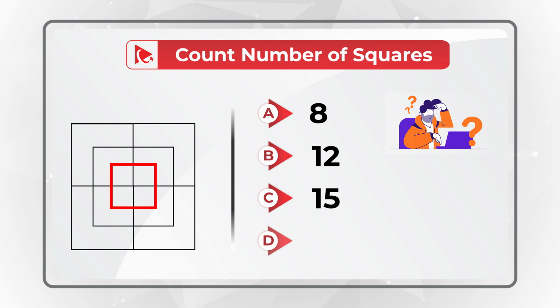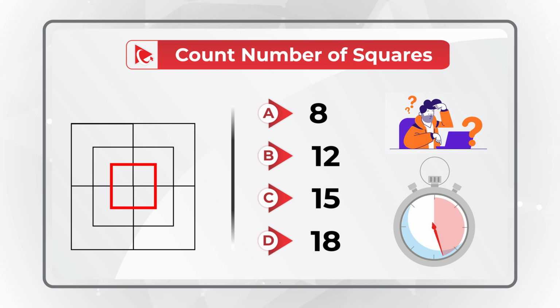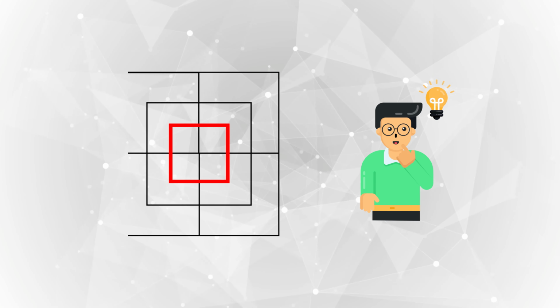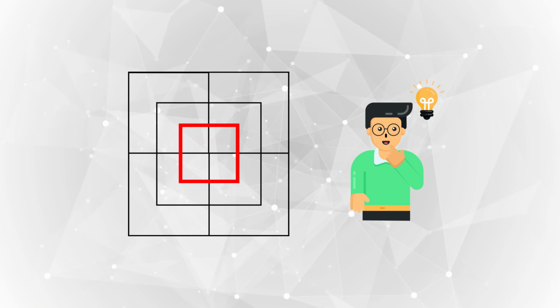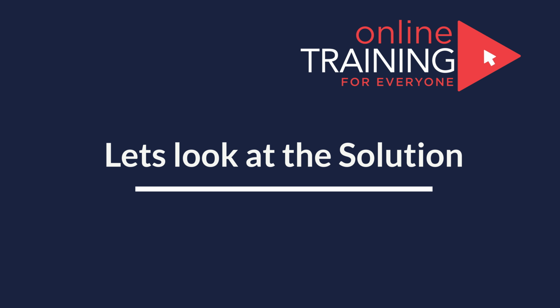And choice D, 18 squares. Take a close look at the picture to see if you can come up with the right choice. Nobody is going to give you a tip during the real test, but I am going to give you a hint. Look at the squares inside the squares. Ready or not, I am moving forward to get you to the correct solution.